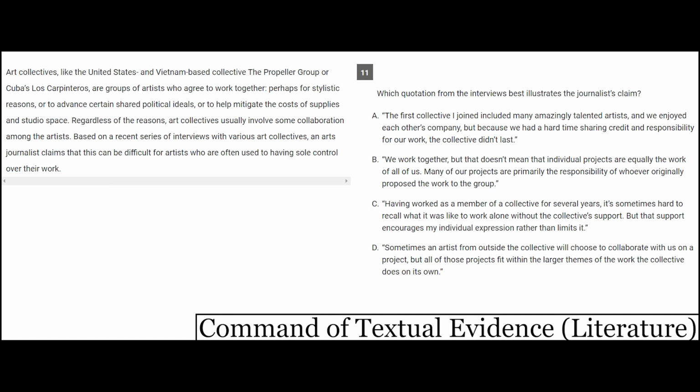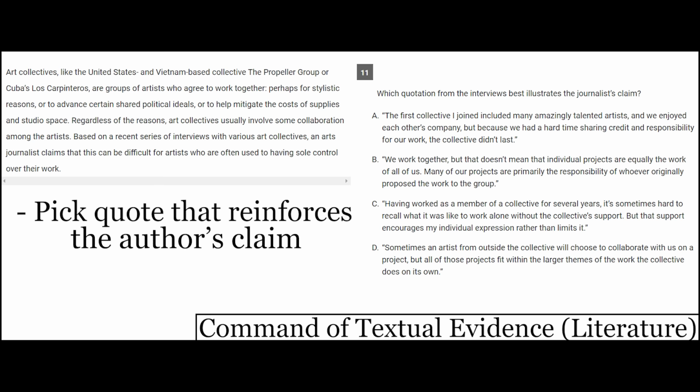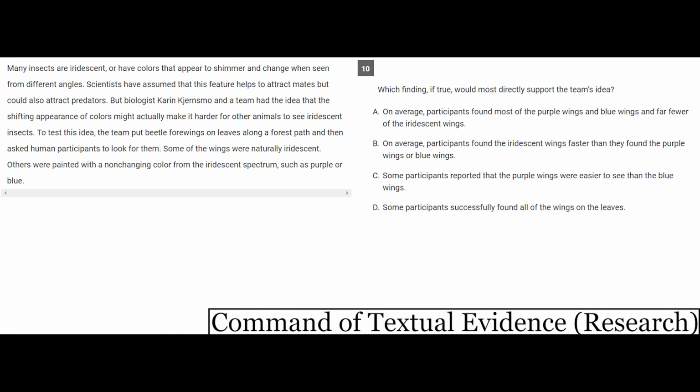The command of textual evidence questions are either literature with answer choices as quotes, and for those ones, just pick the quote that reinforces the author's claim, or it could be a research study that uses data to back up claims. For this example, we're going to use a research question. The question asks which evidence will support the team's idea. So first, we must skim the text for the team's idea, which can be found right here, where the team hypothesizes that iridescent insects are less visible to other animals.